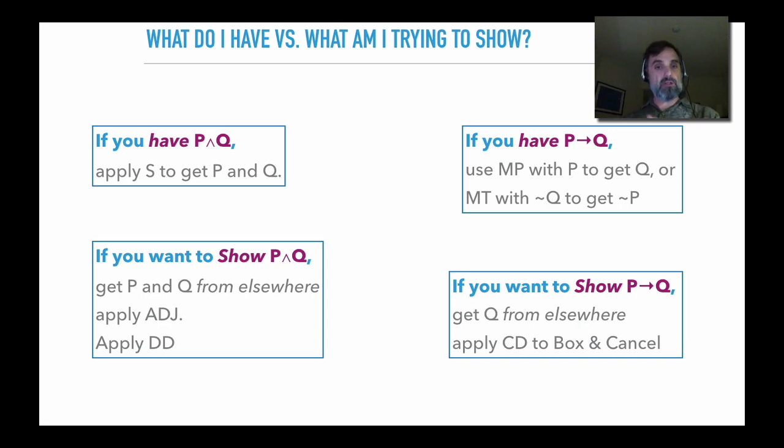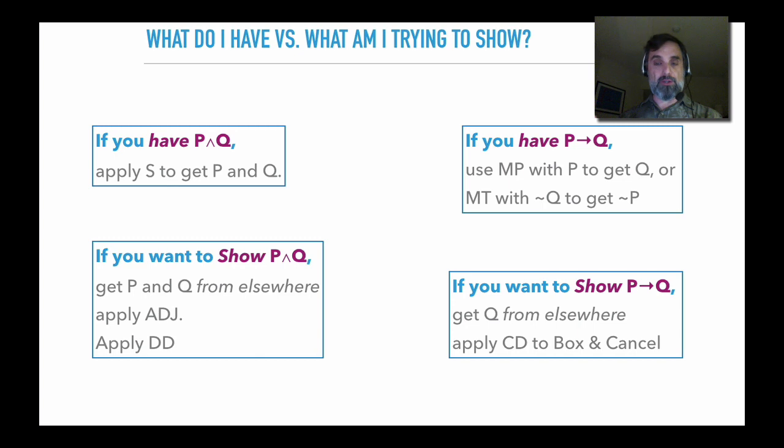One last thing that we want to be careful about is the distinction between what do you do if you have a conjunction versus what do you do if you want to show a conjunction, or what do you do if you have a conditional versus what do you do if you want to show a conditional. So if you have a conjunction, say P and Q, then you just apply simplification, right? You break it up. But if you want to show a conjunction, then you get P and Q from elsewhere, and you apply ADJ to build P and Q, and you apply DD. And in particular, you might want to do subderivations of the conjuncts. So if you have the conjunction, just apply simplification. If you want to show the conjunction, then you get the pieces, perhaps using show conjunct.